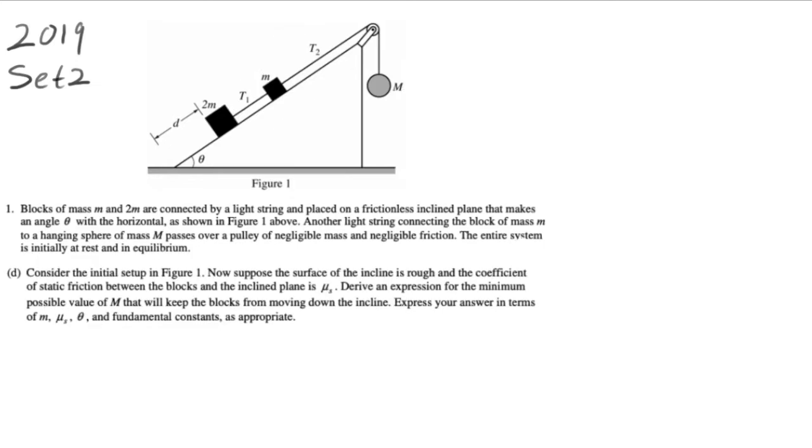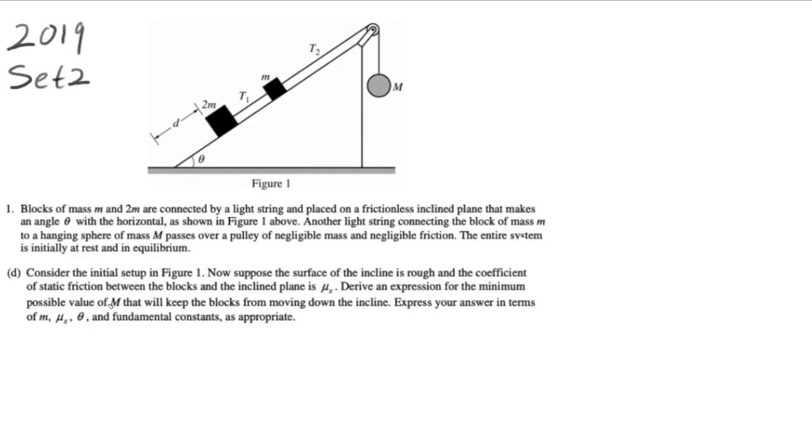Alright, part D. We get a new scenario. Consider the initial setup in figure 1. Now suppose the surface of the incline is rough and the coefficient of static friction between the blocks and the inclined plane is μs. Okay, so now we have to consider friction. Derive an expression for the minimum possible value m that will keep the block from moving down the incline. Express your answers in terms of variables and fundamental constants.